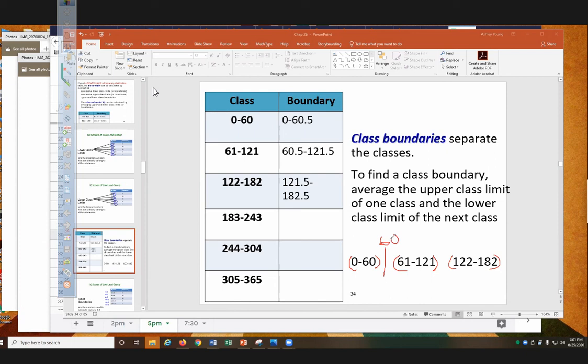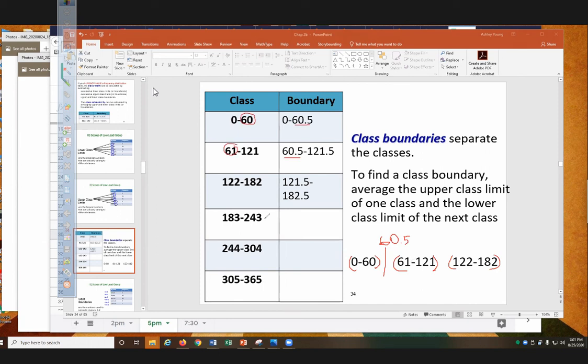Good? So everything that's larger than 60.5 will go into here. Everything smaller than 60.5 will go into there. That doesn't actually matter because these are all going to be whole numbers. You can't have a fraction of a day. But that's how you find the boundaries. You take the upper limit of one and the lower limit of the next one, and you find the number that lies in between them. And that number is going to be this class's upper boundary and the next class's lower boundary.